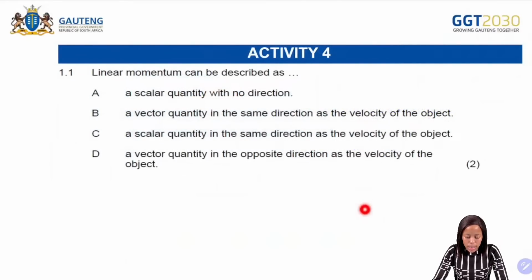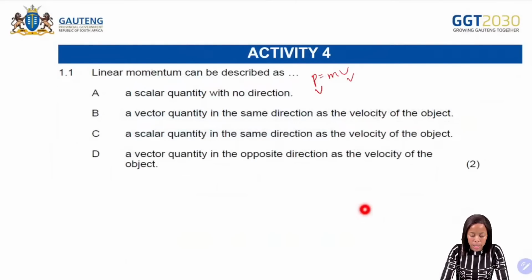So 1.1 there, it says linear momentum can be described as... When we think of momentum, P is equal to mv. We know that momentum is a vector, and the velocity is a vector as well. So if momentum is a vector, it will have magnitude and direction. Let us have a look at the options.